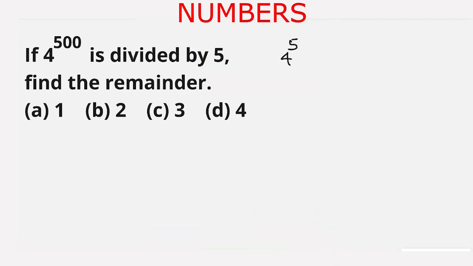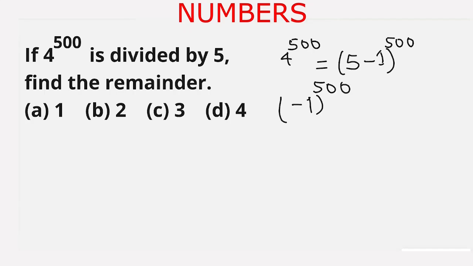4 to the power 500 can be written as (5 minus 1) to the power 500, and when it is divided by 5, it leaves the remainder (minus 1) to the power 500, and as 500 is even, this is equal to 1. Thus, when 4 to the power 500 is divided by 5, the remainder is 1. And from the given options, our answer is option A.